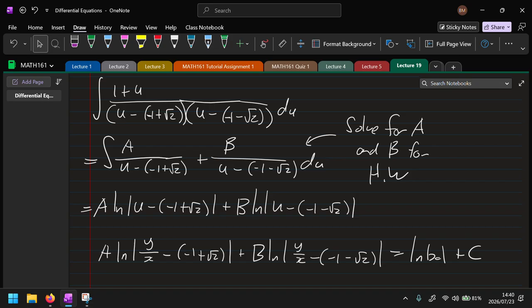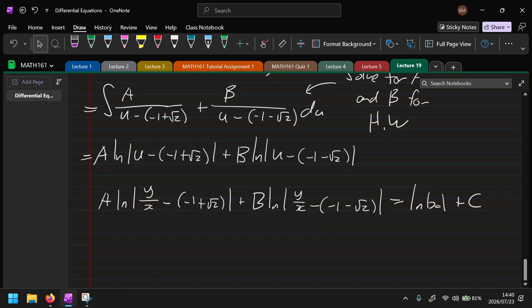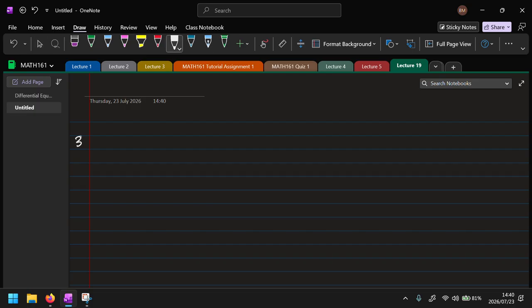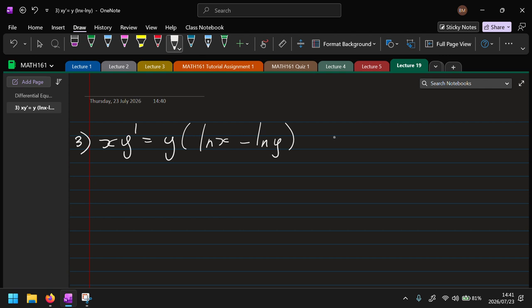Let's have a look at the last one for this case. Okay, we have x y prime is equal to y natural log of x minus natural log of y. Now with an initial condition, so this becomes an initial value problem. Remember those names?